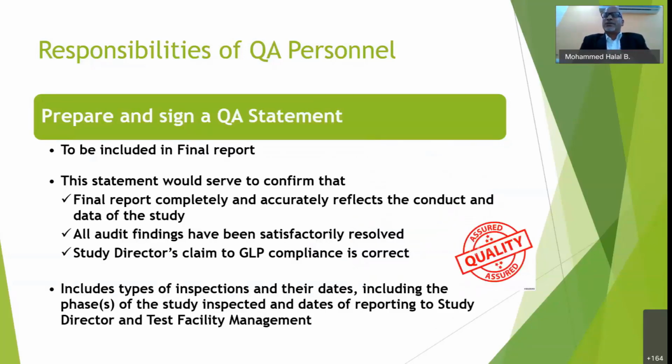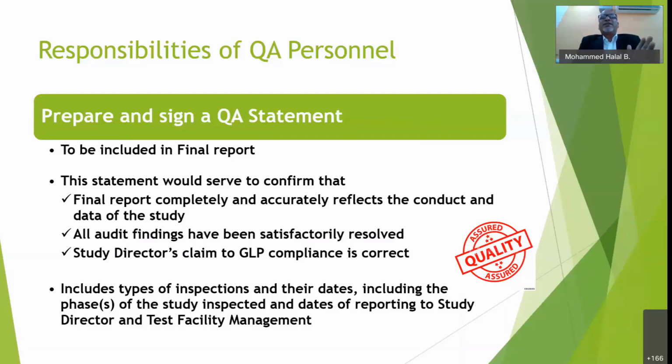So the next slide is: prepare and sign a quality assurance statement for the particular GLP study. We audited the study plan, study protocol, then conducted the critical phase audit, and also reviewed the final study report. Now the QA has to do some things from their end for the particular study. The quality assurance statement has to be provided to be included in the final report. These statements serve to confirm that the final report completely and accurately reflects the conduct and the data of the study.